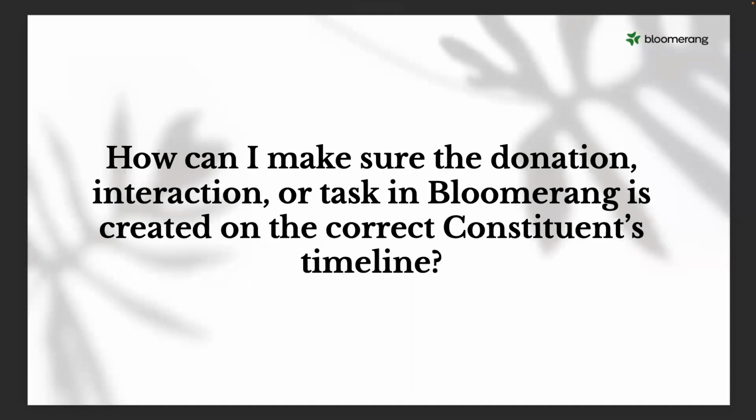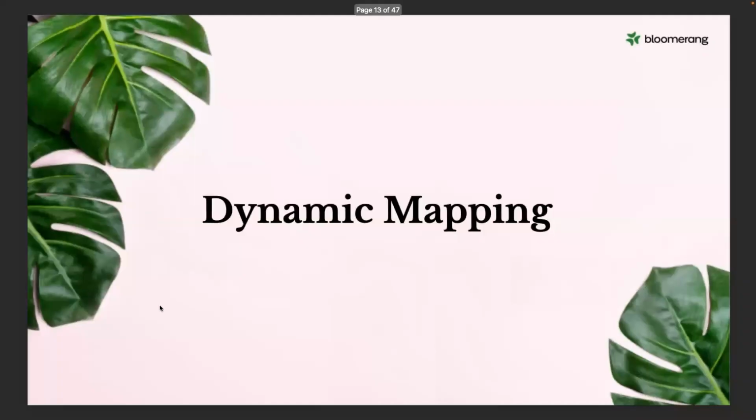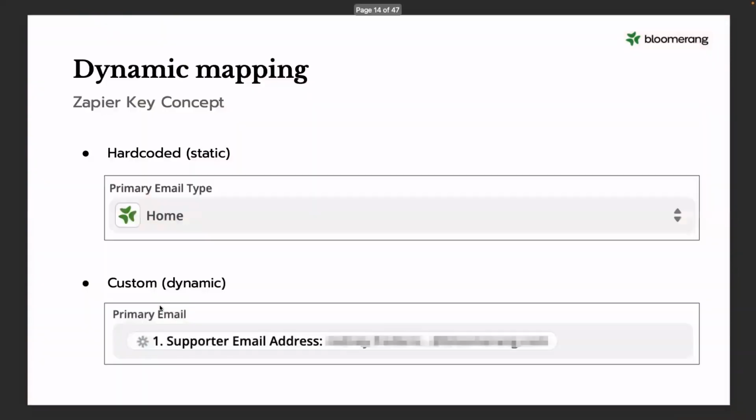So the first challenge we often hear is, how can I make sure the donation, interaction, or task that I'm creating in my Bloomerang automation is created on the correct constituent's timeline? And this comes down to what we call dynamic mapping in Zapier. Now, this is a Zapier key concept because there are two ways to map fields in Zapier. We can hard code a field, or we can use custom or dynamic mapping.